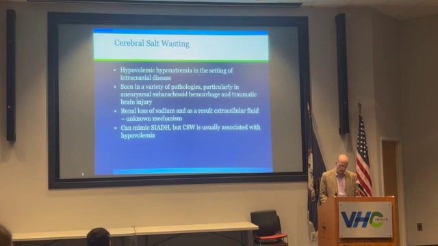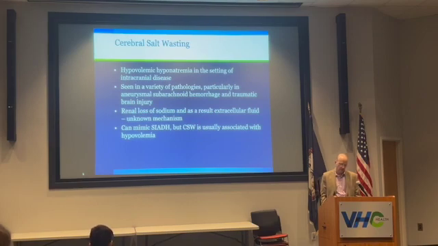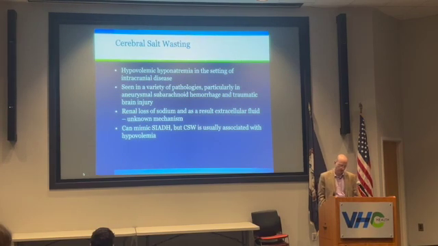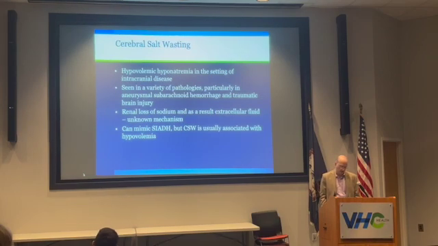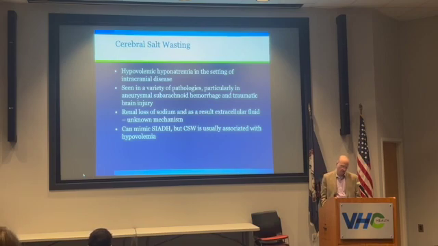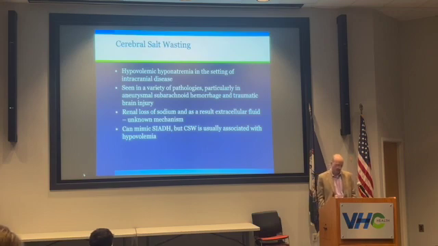Now, the other major neurosurgical condition that we see hyponatremia in is cerebral salt wasting. This is a hypovolemic hyponatremia, and it's most commonly seen in the setting of aneurysmal subarachnoid hemorrhage, but it's seen in a variety of neurosurgical pathologies. This results from a renal loss of sodium and, as a result, extracellular fluid. The mechanism is really unknown. We don't really understand why this happens in this specific diagnosis.